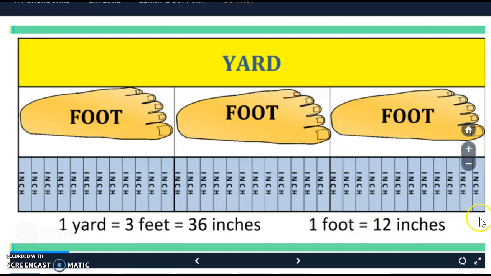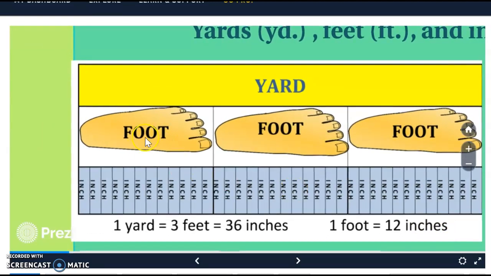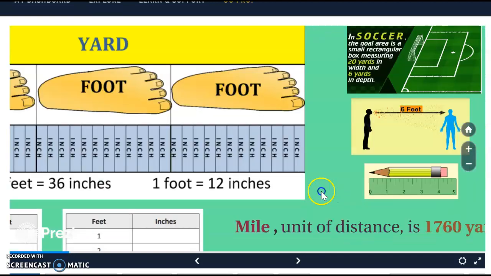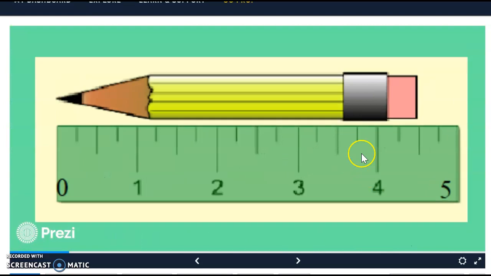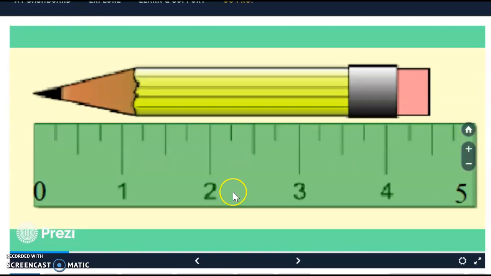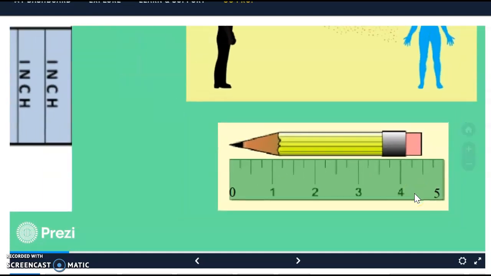Depending on what you're measuring the length of, you use one of these as a unit of measurement. For example, if I want to measure the length of a pencil, which unit do you think is appropriate? Inches. You have rulers with inches on one side and centimeters, which is the metric system, on the other side. If I use inches to measure this pencil, after I align one side to 0, I see that this pencil is 4.5 inches.